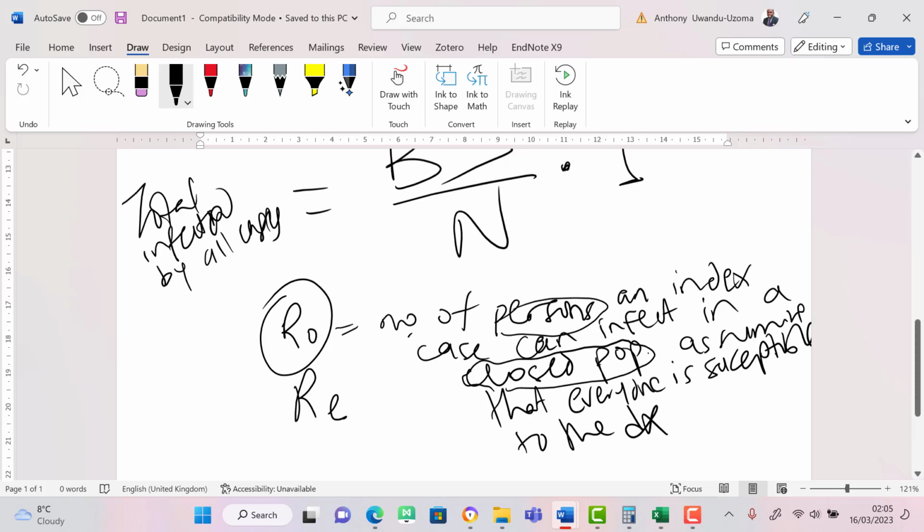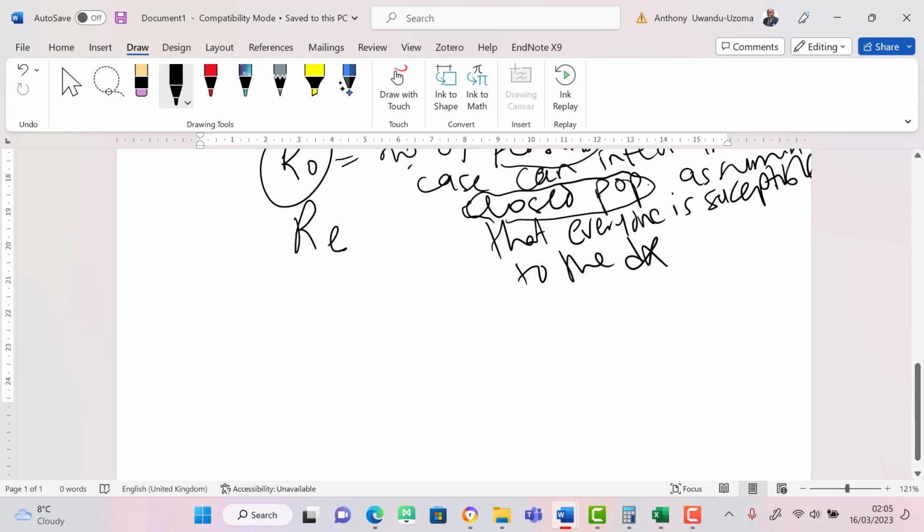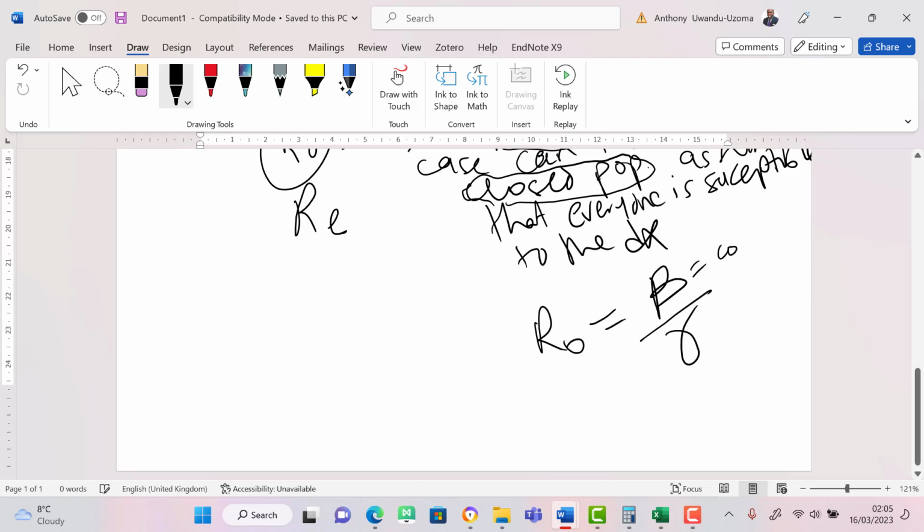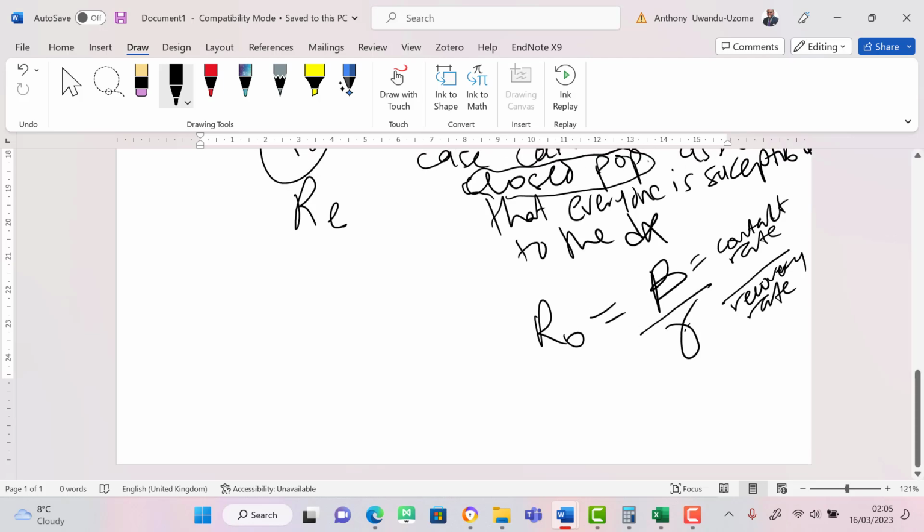All right. Now, our R0 is given by the formula beta over gamma. Now, we have come across this beta. So I told you that this beta is the contact rate, the rate at which the infected person contacts the others. Now, this gamma is called the recovery rate. Okay? That means the rate at which people that are infected get recovered.